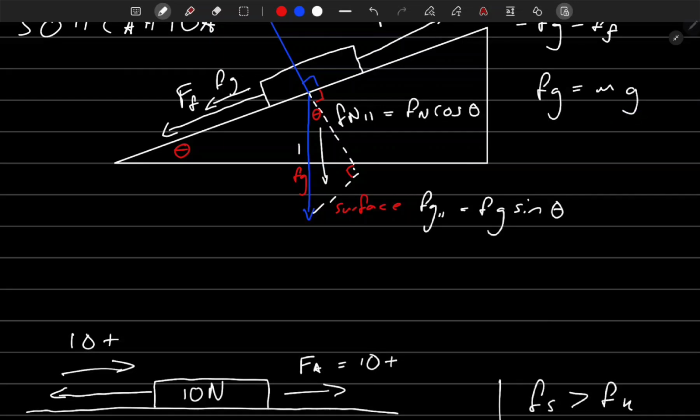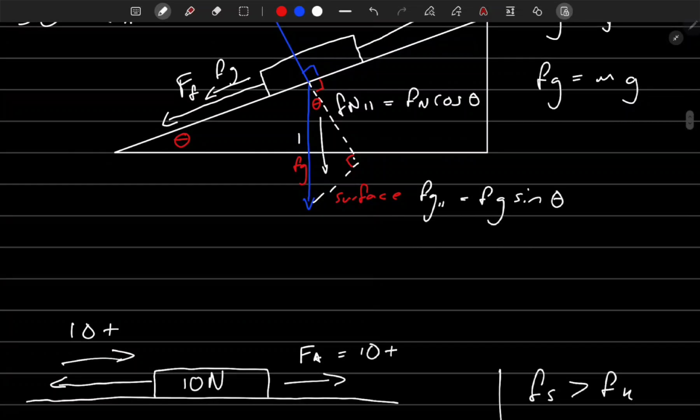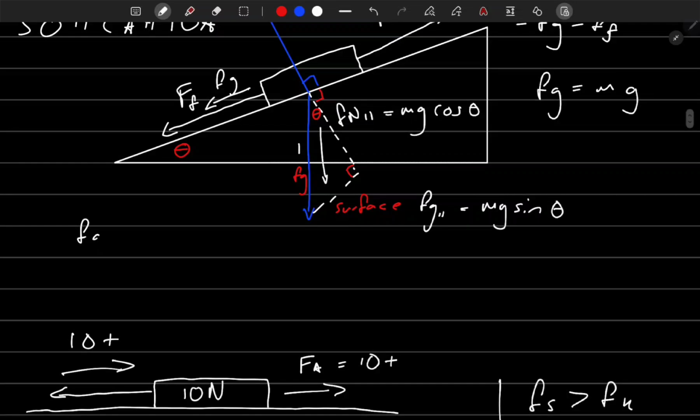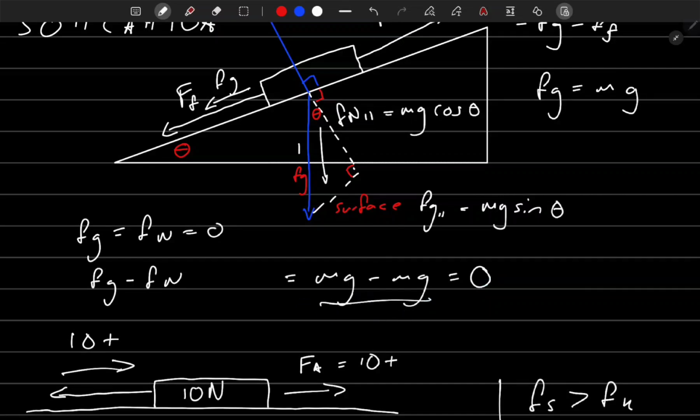Because that is the case, we say that Fg is represented by mg, whereas here Fn is also mg. For these forces to cancel, for Fg and Fn to give a net of 0, Fg minus Fn must be 0. So mg minus mg is equal to 0. If we take mg and subtract mg, we get 0. So keep in mind that Fn is equal to mg.